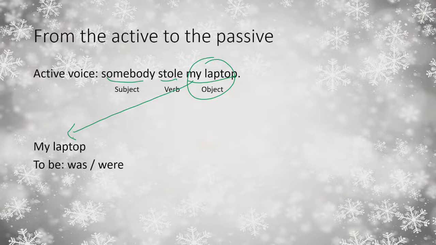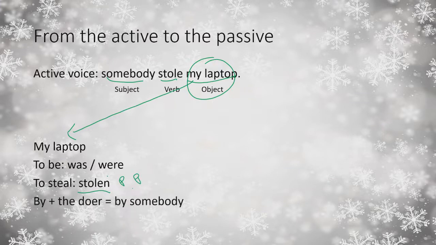Then we conjugate the verb to be in the same tense as the active sentence. Somebody stole my laptop. Stole is conjugated in the past simple tense. The verb is to steal. The past participle is stolen. And if we want to add the doer of the action, we add at the end of the sentence by plus the doer. It means by somebody.